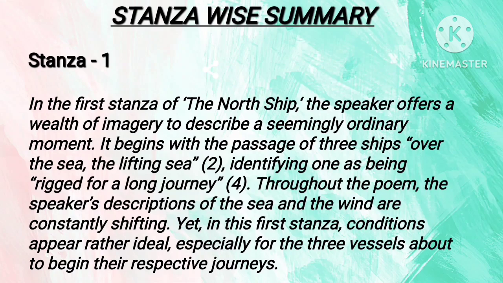In the first stanza of The North Ship, the speaker offers a wealth of imagery to describe a seemingly ordinary moment. It begins with the passage of 3 ships over the sea, the lifting sea, identifying one as being rigged for a long journey. Throughout the poem, the speaker's descriptions of the sea and the wind are constantly shifting. Yet, in this first stanza, conditions appear rather ideal, especially for the 3 vessels about to begin their respective journeys.